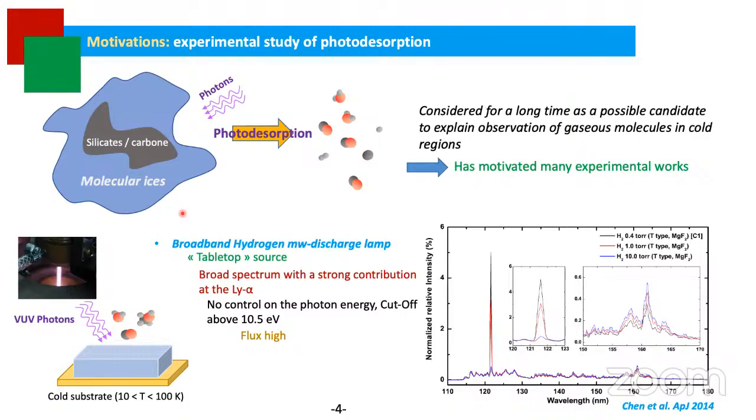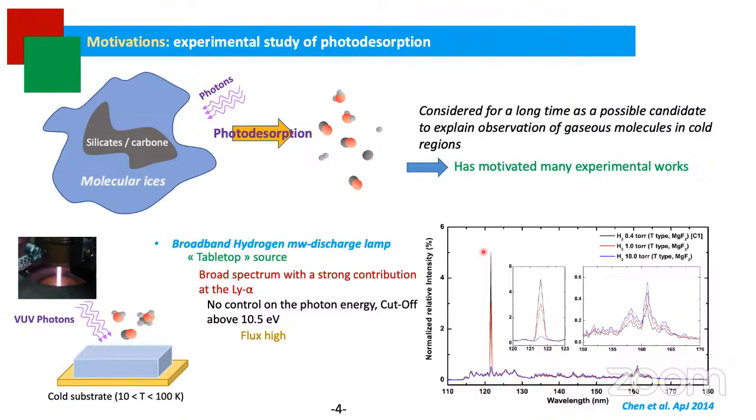But in fact, you have many ways of sending UV photons on molecular ices. Most of the time, people use broad spectrum hydrogen discharge lamps, which are relatively easy to use. And they provide a broad spectrum with a strong contribution at Lyman alpha. But unfortunately, these are also sources for which you cannot really control the energy of the photons you send. So you can say that this kind of spectrum you can have with a lamp, with a strong contribution at Lyman alpha, could be a good representative of secondary UV photons that you can find, for instance, in clouds.